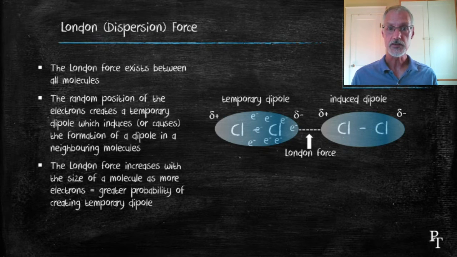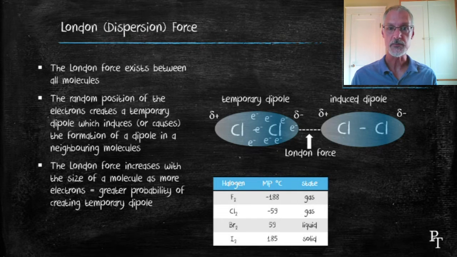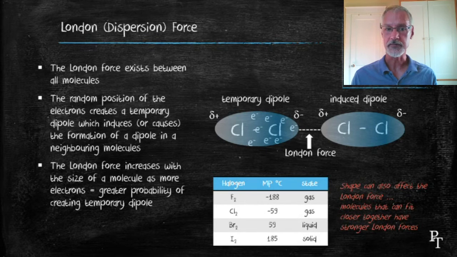That force is increased with the size of our molecule. Larger molecules are more likely to have this uneven distribution of electrons. You can see it here as we move down the family of the halogens, from fluorine to iodine. Iodine, with the most electrons, has the strongest London force, as you can see from its very high melting point. In fact, it's a solid at room temperature. The shape of a molecule can also have some effect on the London dispersion force. The more closely the molecules compact together, the stronger the London dispersion force.